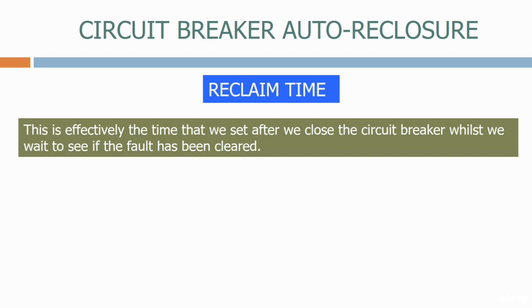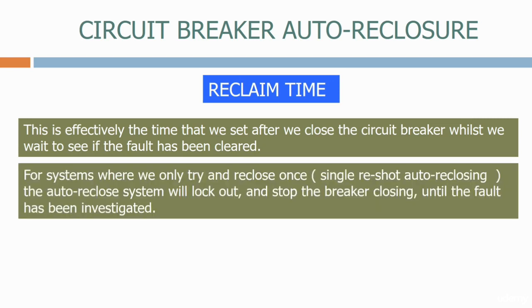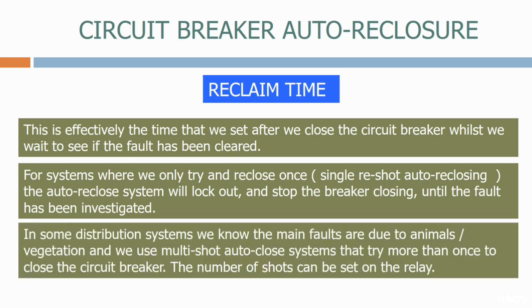The next time is the reclaim time. This is effectively the time that we set after we close the circuit breaker, whilst we wait to see if the fault has been cleared. For systems where we only try and reclose once, i.e. single shot auto-reclosing, the auto-reclose system will lock out and stop the breaker closing until the fault has been investigated. In some distribution systems, we know the main faults are due to animals or vegetation, and we use multi-shot auto-reclose systems that try more than once to close the circuit breaker. The number of shots could be set on the relay.